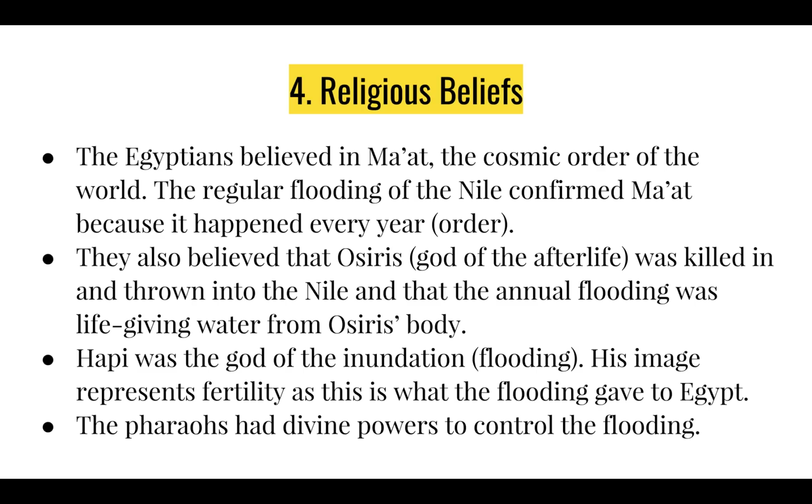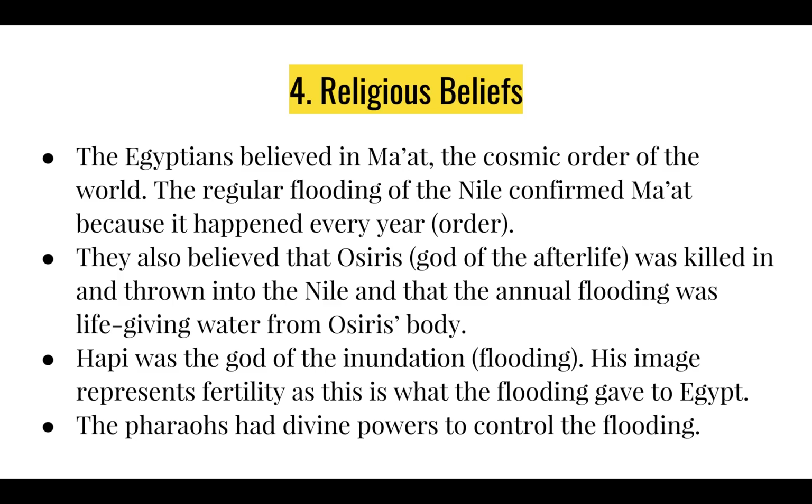So the last really important part about why the Nile is so important to the ancient Egyptians is their religious beliefs. They really believed in this idea of Ma'at, which confirmed that there was an order to the world. The idea of this cosmic order, that everything had a flow and a rhythm, when the Nile flooded every year, it just made the Egyptians believe in Ma'at more.